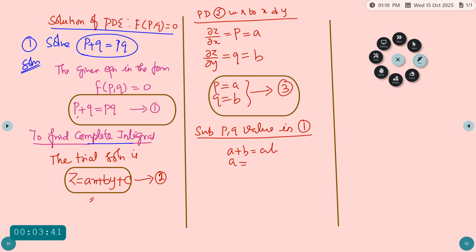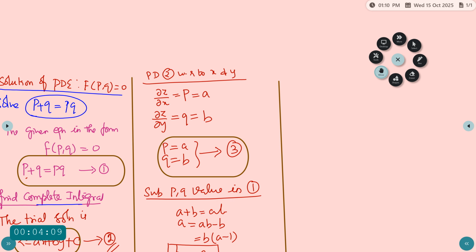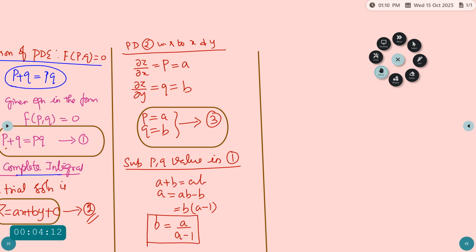From this equation, try to find the value of b. ab minus b. If we take b common, b times a minus 1. We need the b value. So b equal to a divided by a minus 1. Now substitute the value of b in the trial equation, which is equation number 2. Then what can we get?